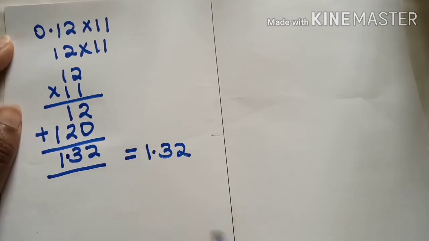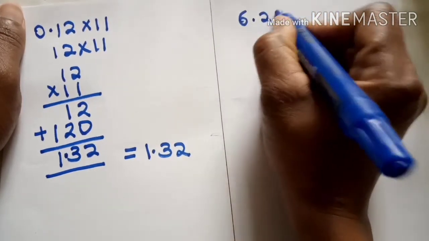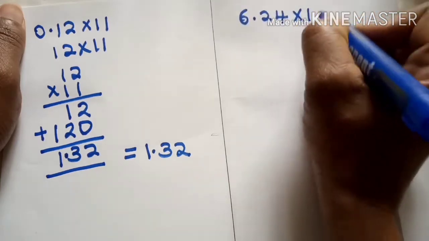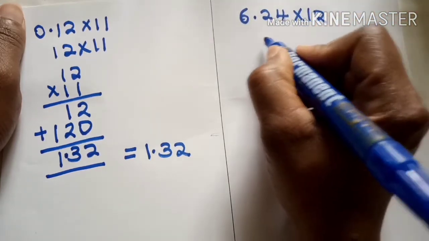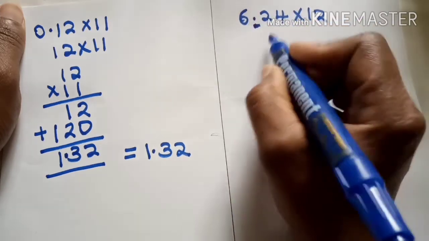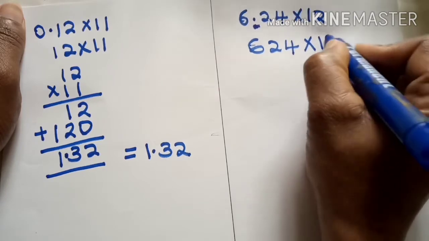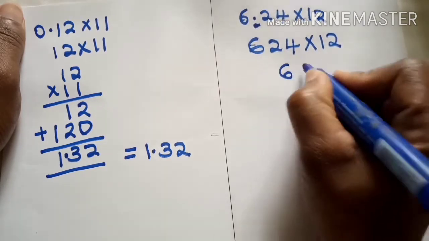Then we can do our next example. 6.24 times 12. We are going to assume that this decimal point is not here and take 624 times 12. So let's multiply 624.